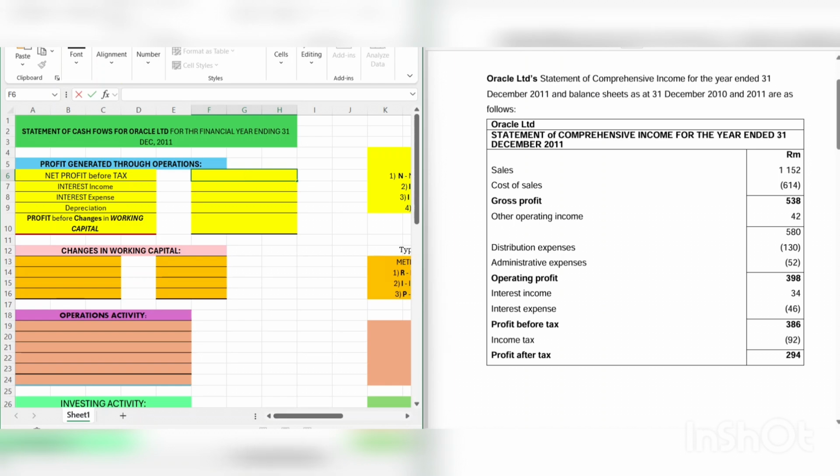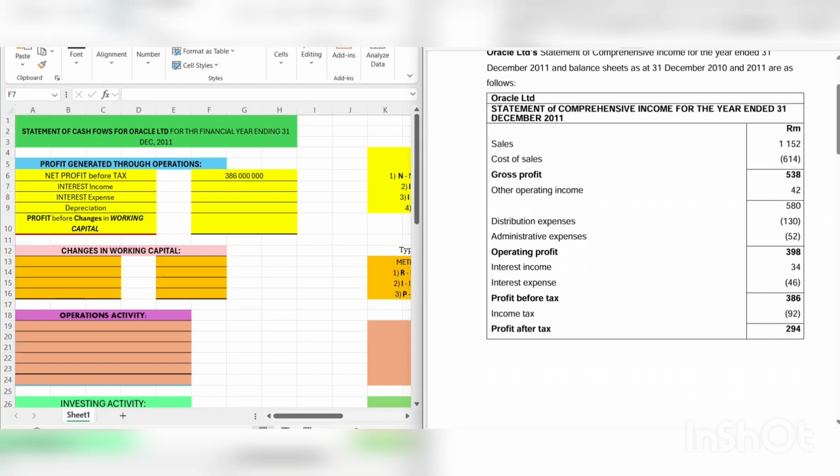All right, so it says here profit before tax is 386, and from our additional information it does tell you here that all amounts are in millions. Okay, you may write them as they are, but we're going to write them as they are supposed to be. So the first amount is 386 million.